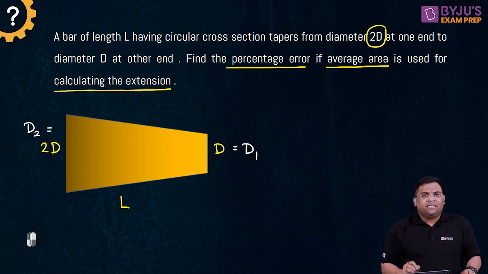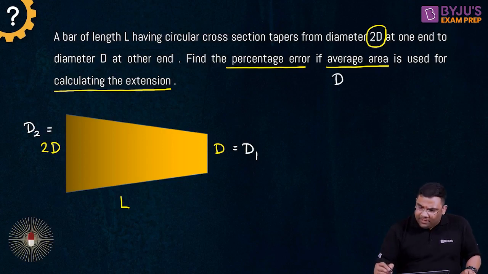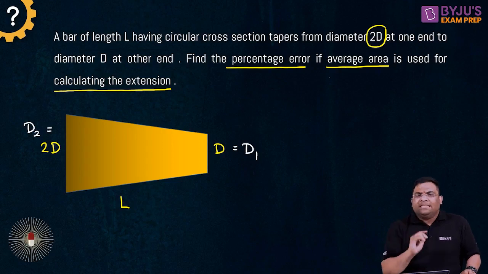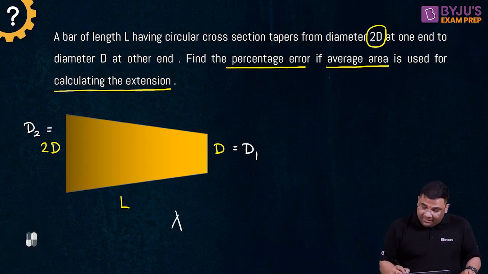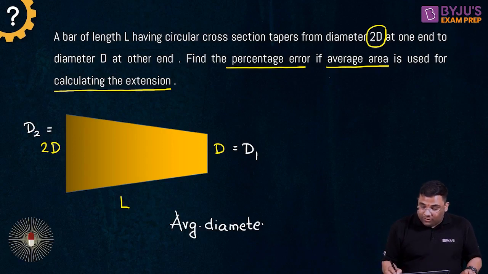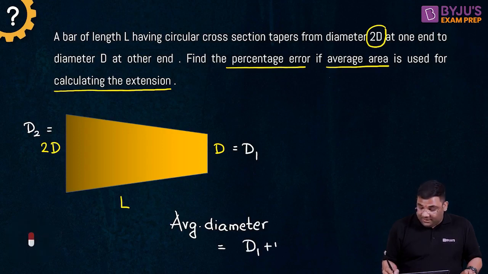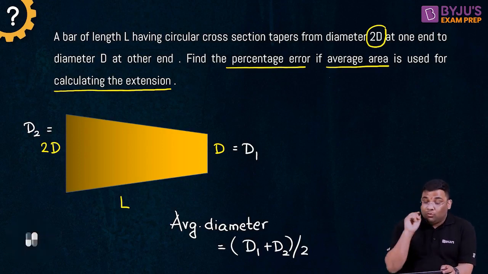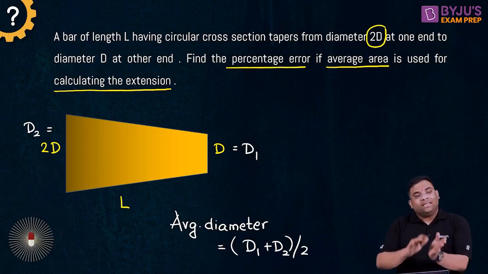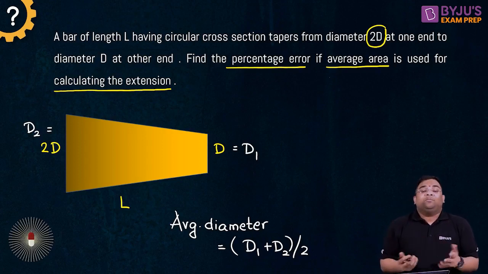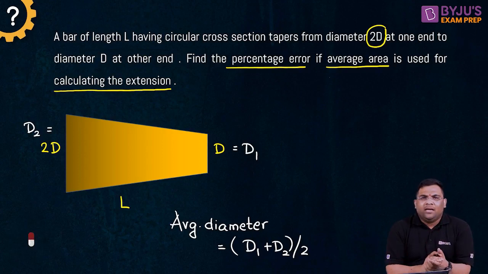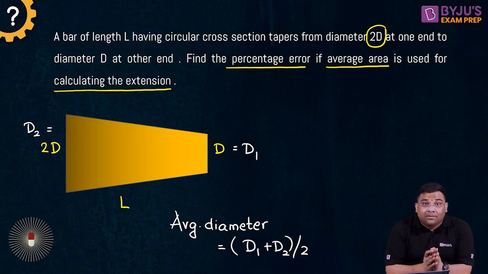See, if average area is considered, what will be the average area? Average area means I will consider the average diameter, right? So what will be the average diameter in this case? The average diameter will be D1 plus D2 by 2, right? This will be the average diameter. So they are asking, if you consider the average diameter, what will be the error percentage? Now understand that it is not correct to take the average diameter, right?